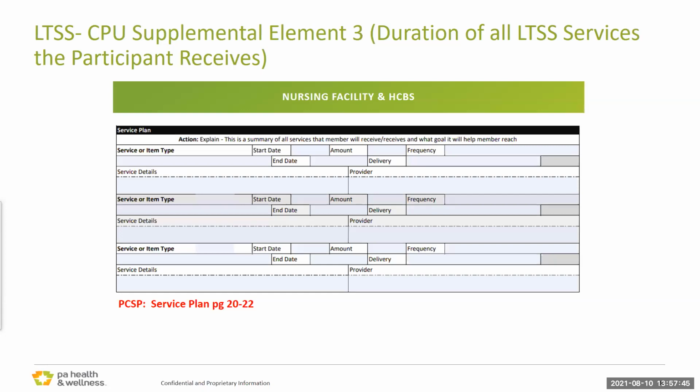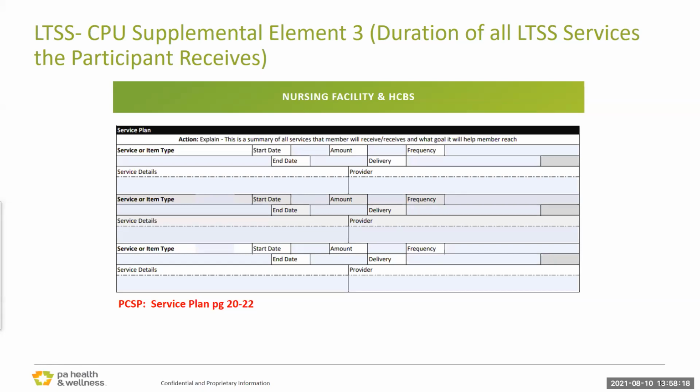So this is really going to be documented in the PCSP service plan on pages 20 to 22. I know in the new PCSP it does look slightly different, but this is where we're going to be really listing out all that the member is receiving and when we're going to be reassessing them again for those services. So it kind of hits everything all in one shot, right in the service plan.